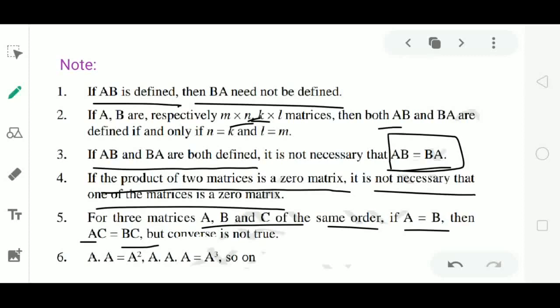Sixth one. A into A, the product of matrix A with itself, gives the matrix A square. Similarly, A into A into A gives the matrix A cube, and so on. So these are the important points regarding the product of matrices.